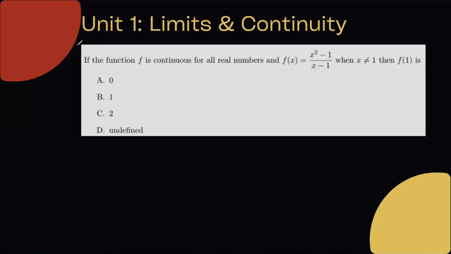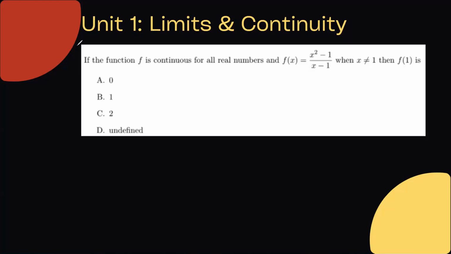If the function f is continuous for all real numbers and f of x equals x squared minus 1 over x minus 1 when x is not equal to 1, then f of 1 is, so you have to be careful with this one because f of x, the x squared minus 1 over x minus 1 is undefined when x equals 1, but this says that you're only using that when x is not equal to 1, and we know that f is continuous for all real numbers. So it's not going to exclude any values.